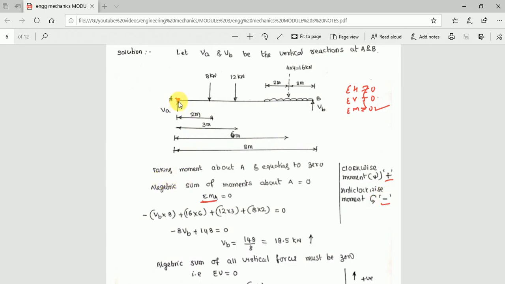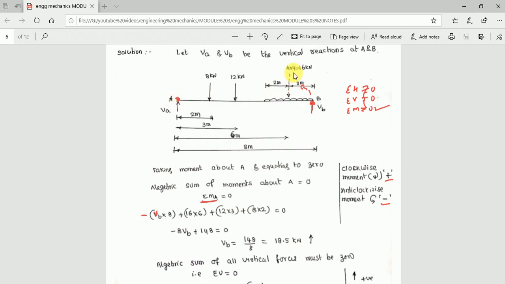So we will start from here. VB, since it is acting in the upward direction, and this point is fixed, the perpendicular distance from here to here is 8 meters. It will rotate this beam in the anti-clockwise direction. That's why it is minus VB multiplied by the perpendicular distance, 8 meters.